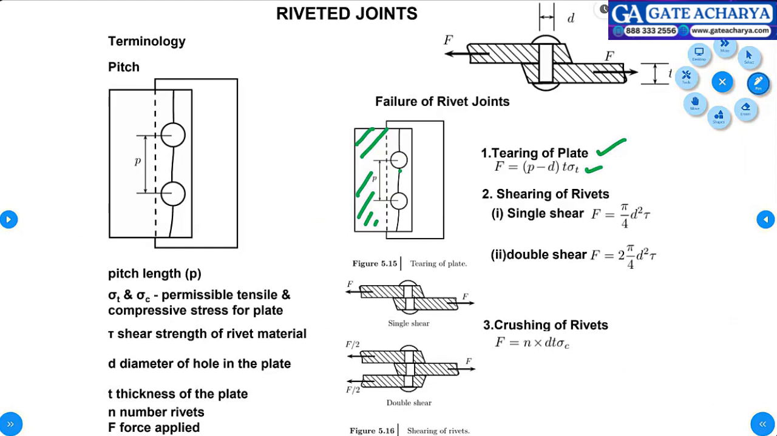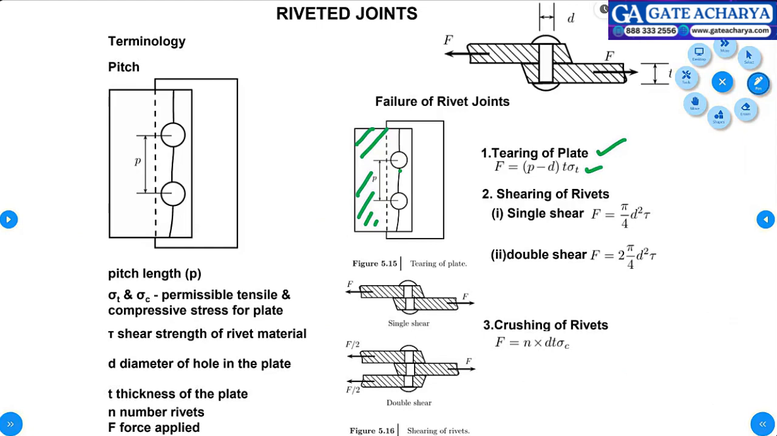Right. Then shearing of rivets, single shear, double shear. Okay. So the shear force is nothing but area into shear stress. Shear stress is nothing but tau, pi by 4 d square. Right? If it is double shear, you need to multiply by 2 because there are 2 shears.